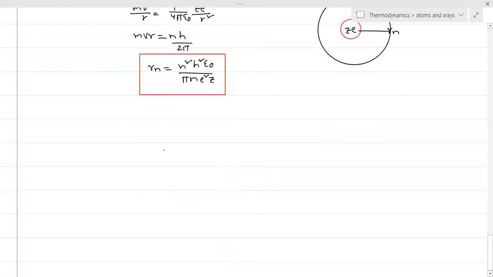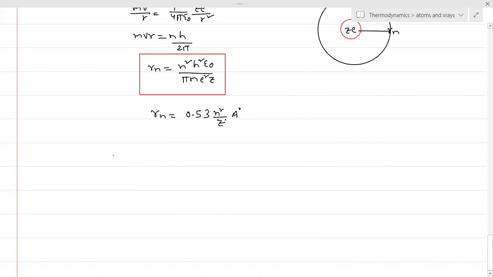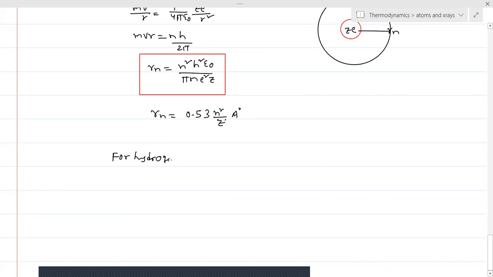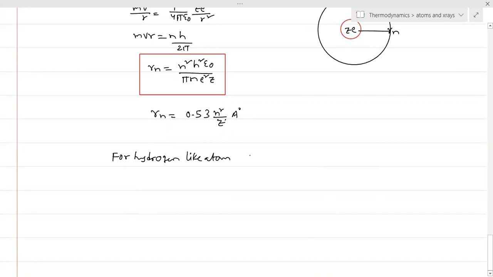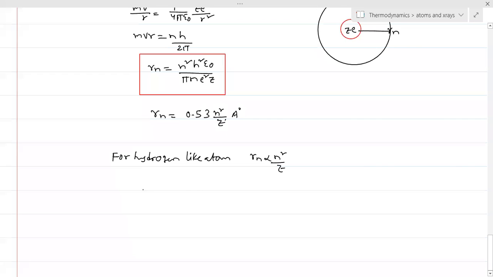After that we will see. After taking all the required values, we get Rn equivalent to 0.529, nearly 0.53, n square by z angstrom. So finally, our conclusion is that for a hydrogen-like atom, Rn is proportional to n square by z.